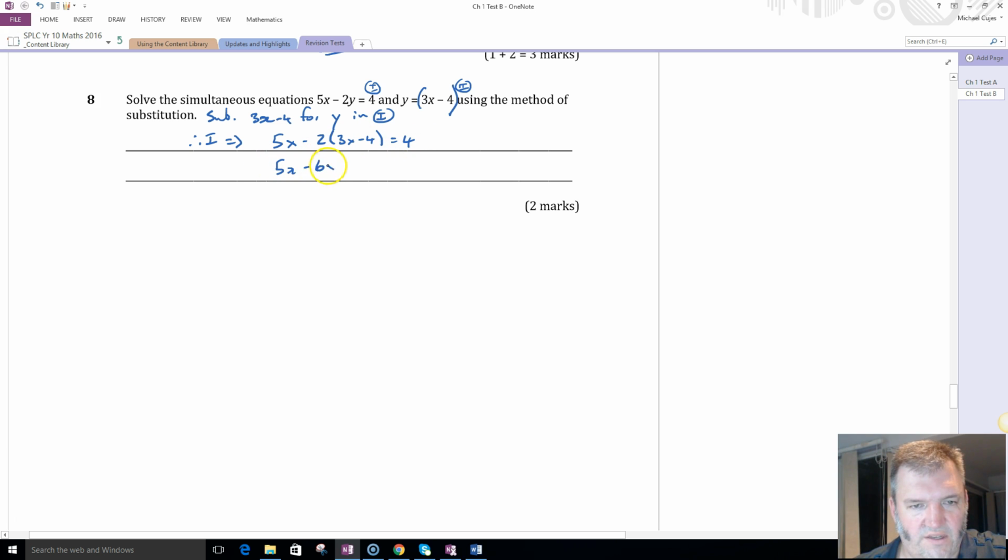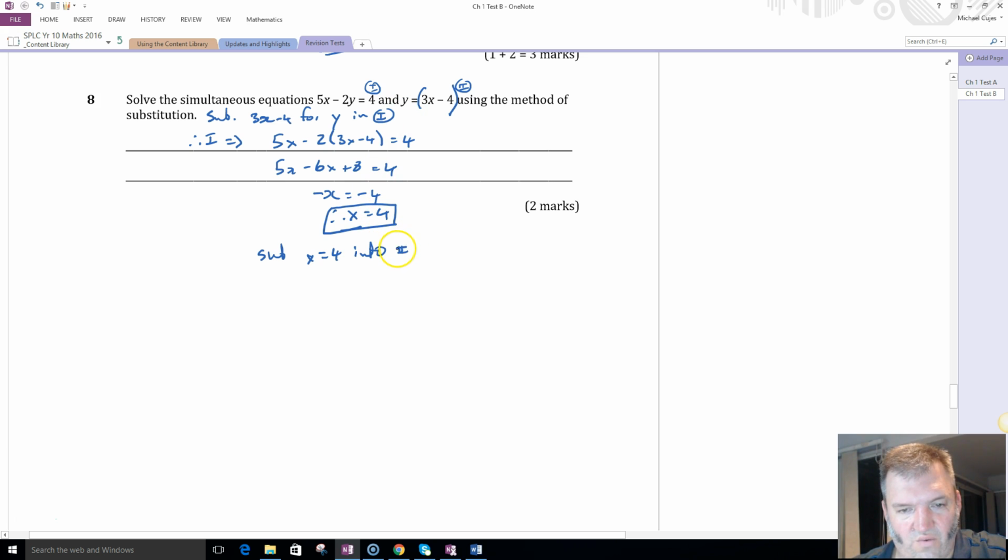5x - 6x, -2 by -4 is plus 8, equals 4. Negative x is the sum total of my x's. If I subtract 8 from each side, I've got -x = -4, x = 4. I am not done yet. I must find y. So I say sub x = 4 into an original equation, and obviously equation 2 is easier because it's already got y equals. It's already done the hard work for me.